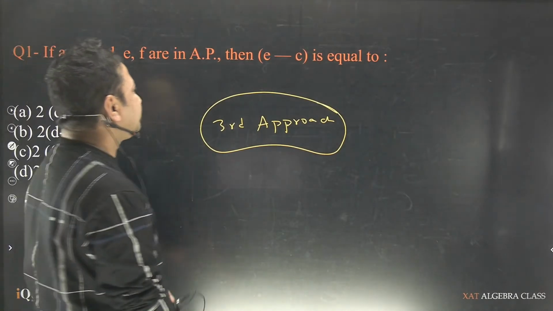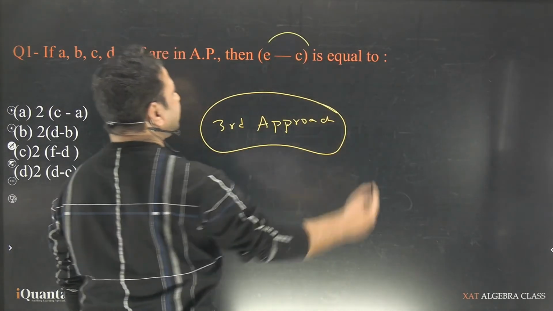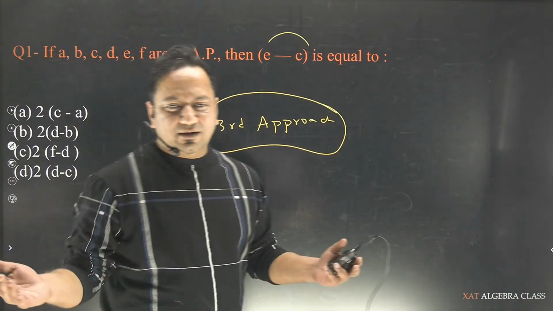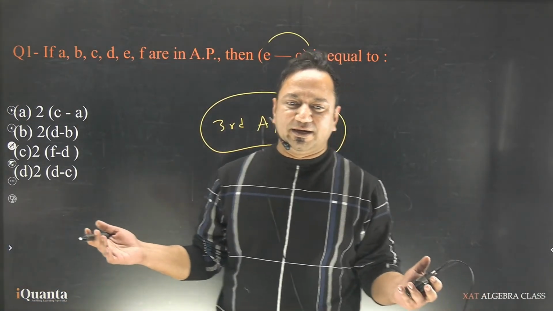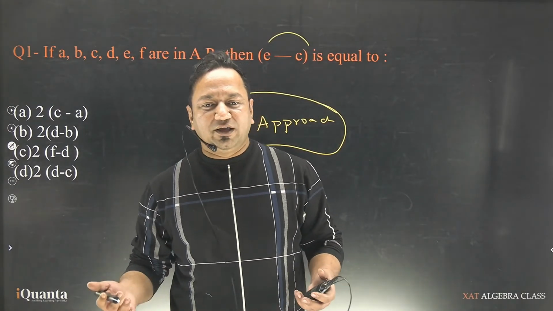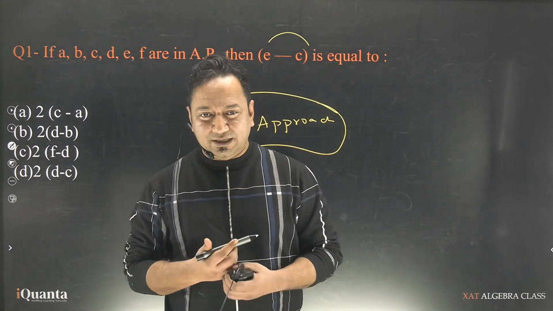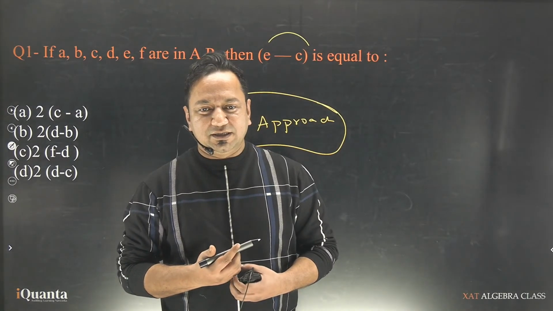Got to do nothing. E and C. How far are E and C? They are alternate, isn't it? They're not consecutive. They are alternate. Like D comes in between. Right? E and C are alternate.